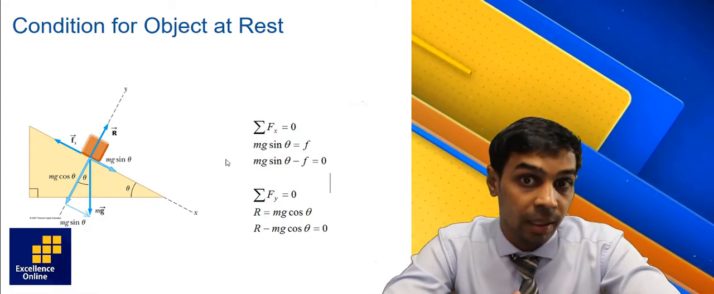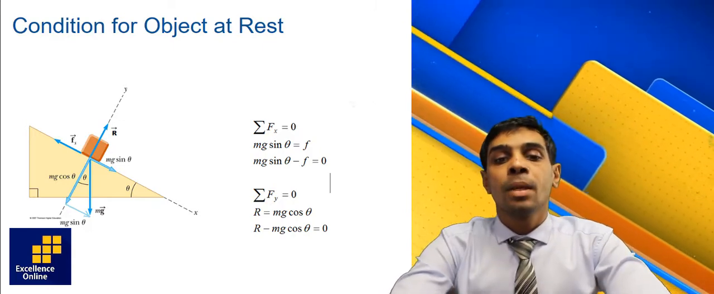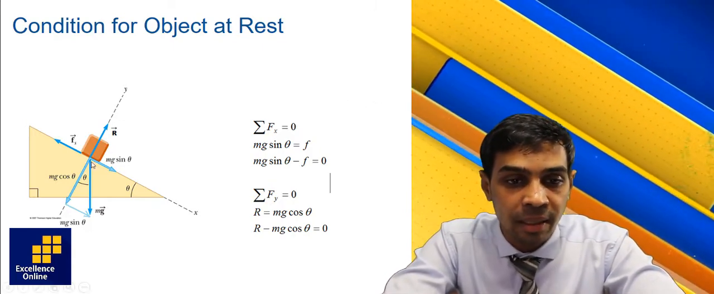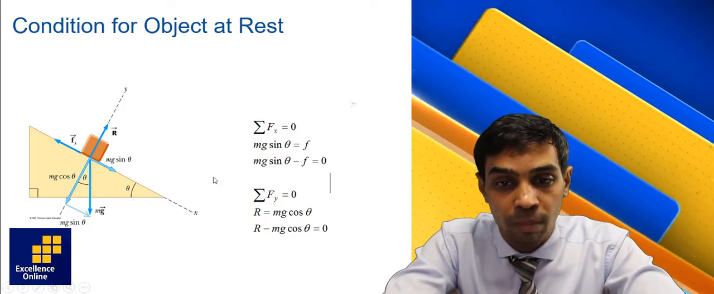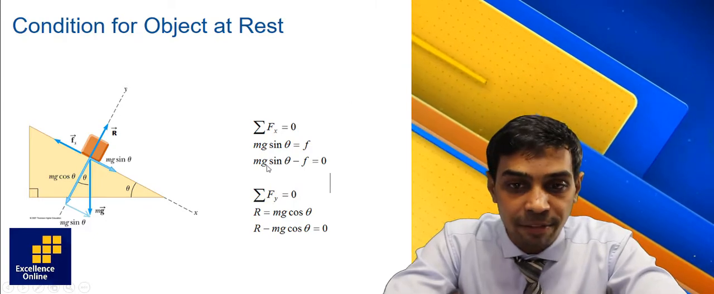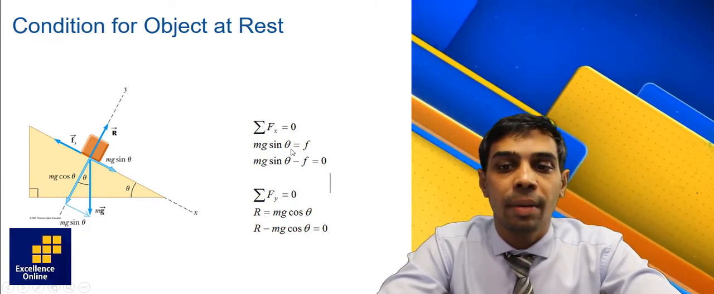Okay, if this is the case, let's see which forces are going to be balanced by which force. The sum of horizontal forces should be equal to zero. Now, in the horizontal axis, this is mg sine theta, and this is fs. It means they are going to be balanced. Yes, it is. It means mg sine theta equals f, and if I take it over here, mg sine theta minus f equals 0.